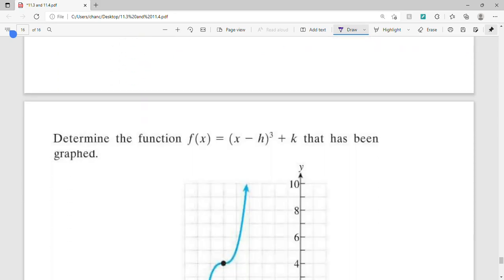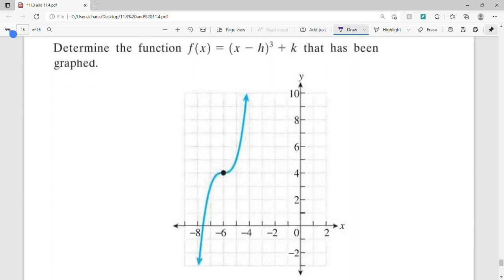Let's find the original function. This is a cubic function. So we'll need to find h, k. H here is a -6. K here is a 4.